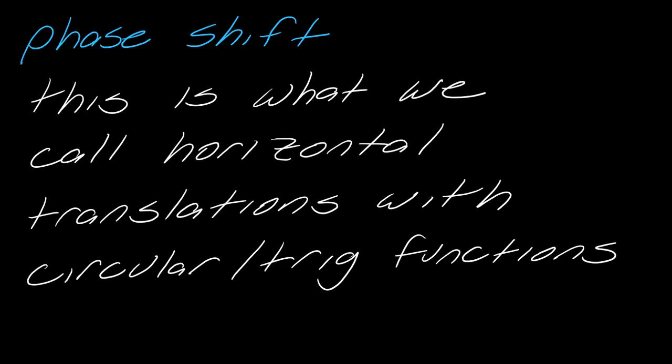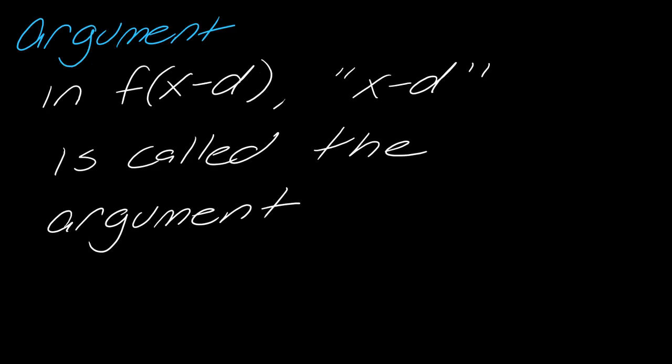So just hold tight. I want to introduce some vocabulary that is specific to trig. The word phase shift is what we call horizontal translations when we're talking about trig functions, or circular functions. So phase shift is what we use instead of horizontal translations. Sometimes I refer back and forth between these two just so that you remember what it's supposed to represent. And we have an argument. If you have f of x minus d, the x minus d is what we call the argument. So sometimes I will refer to that as well.